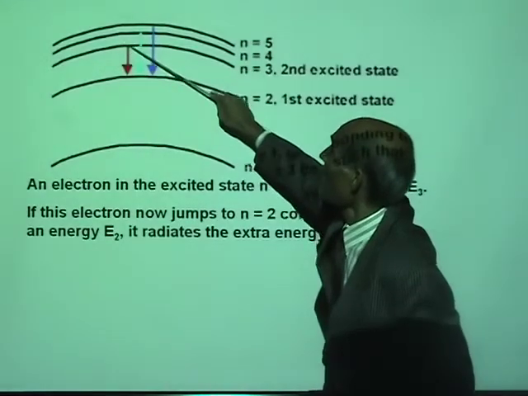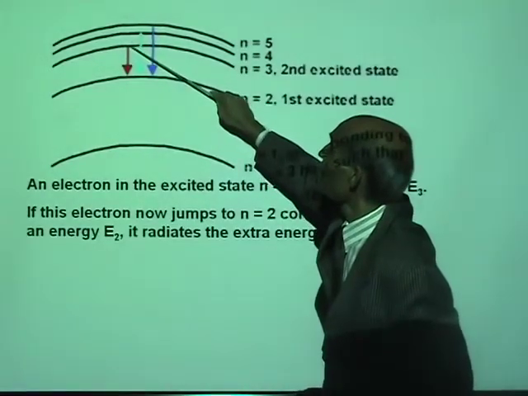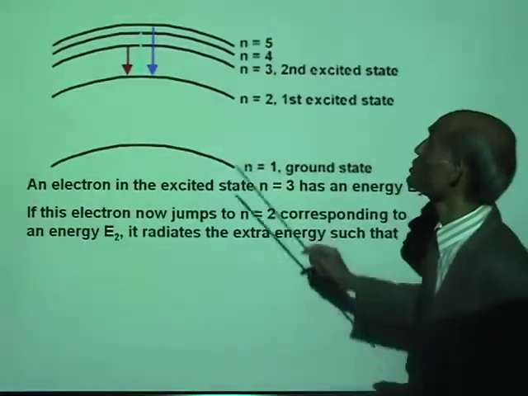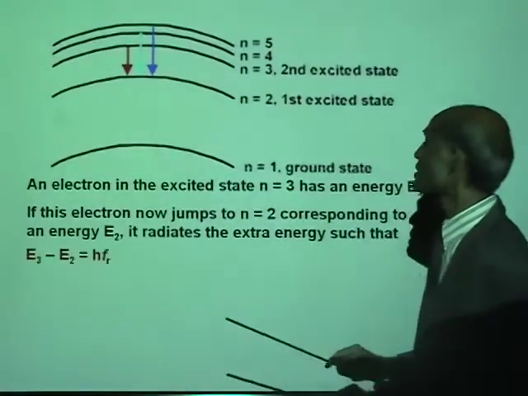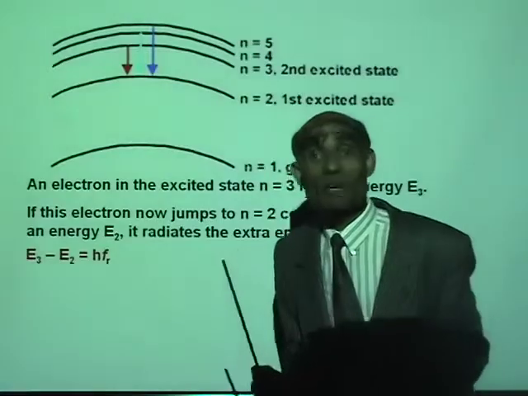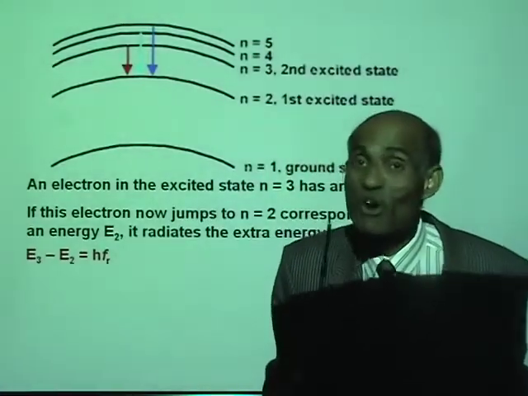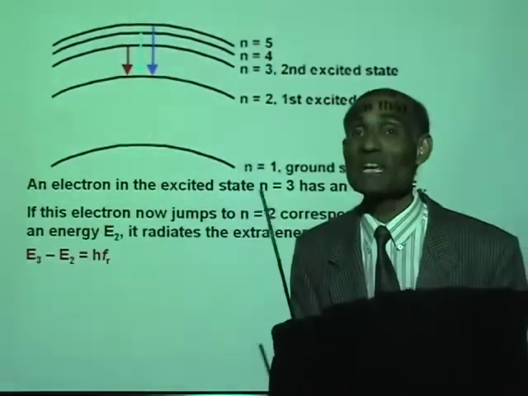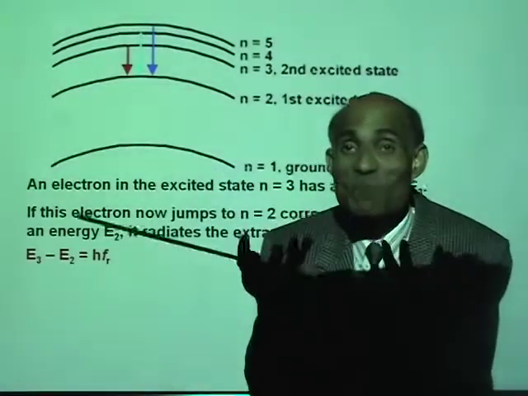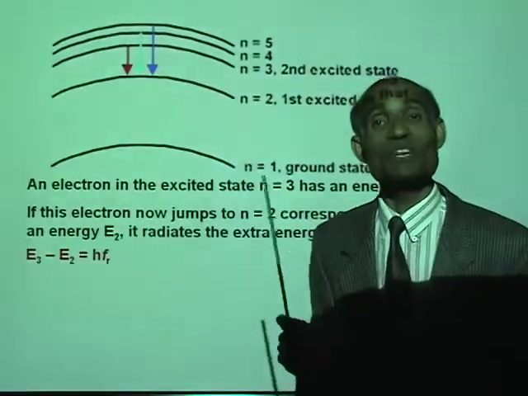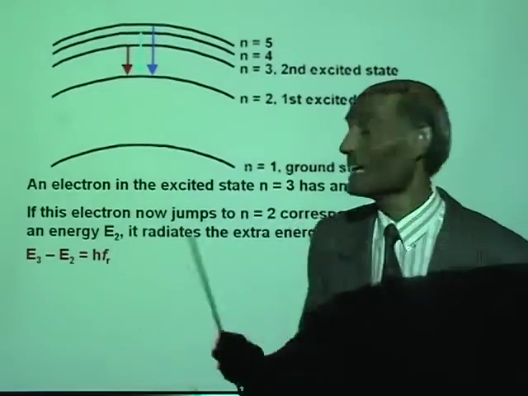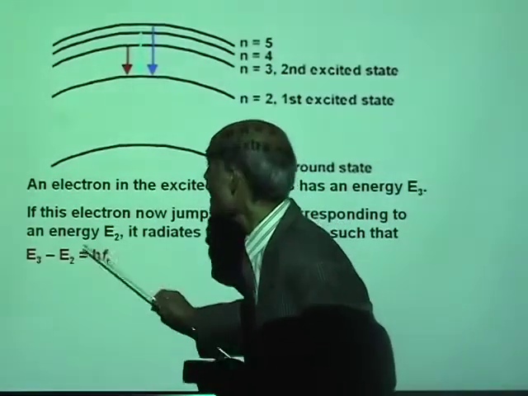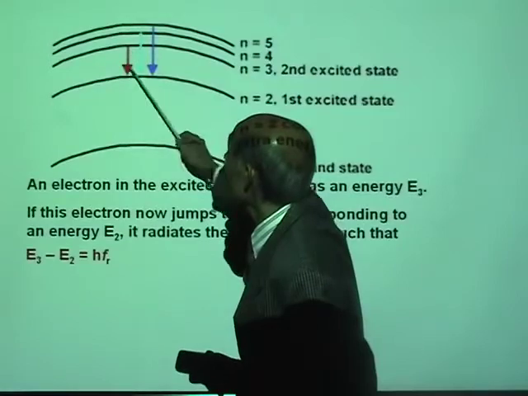An electron at the excited level n equal to 3 jumps to n equal to 2, it gives off that difference in the energy. How much? E3 minus E2. And do you remember in the last lesson I told you the energy of a photon? Now this is a photon now. You see, light is made up of energy packets called photons. What is the energy of a photon? I told you in the last class it is h times the frequency of the photon. So that energy is E3 minus E2.